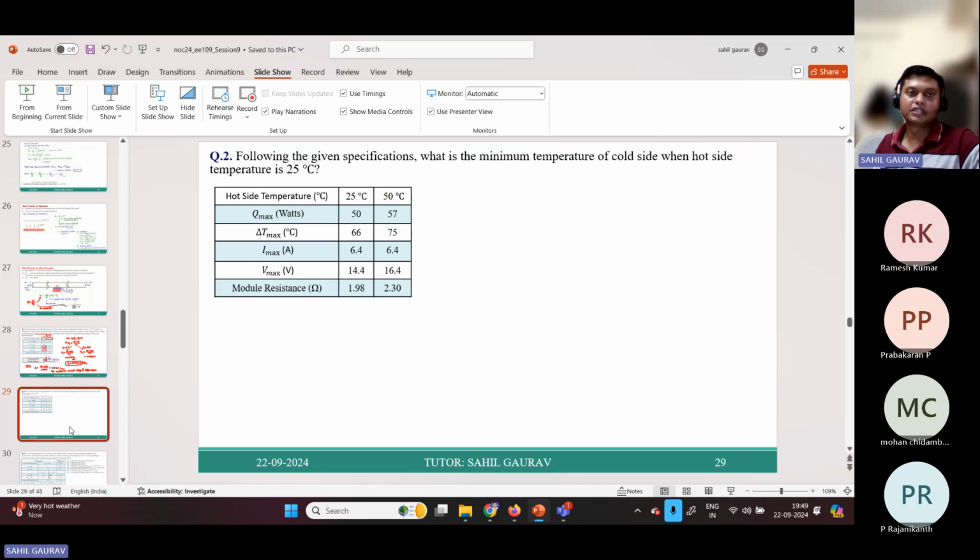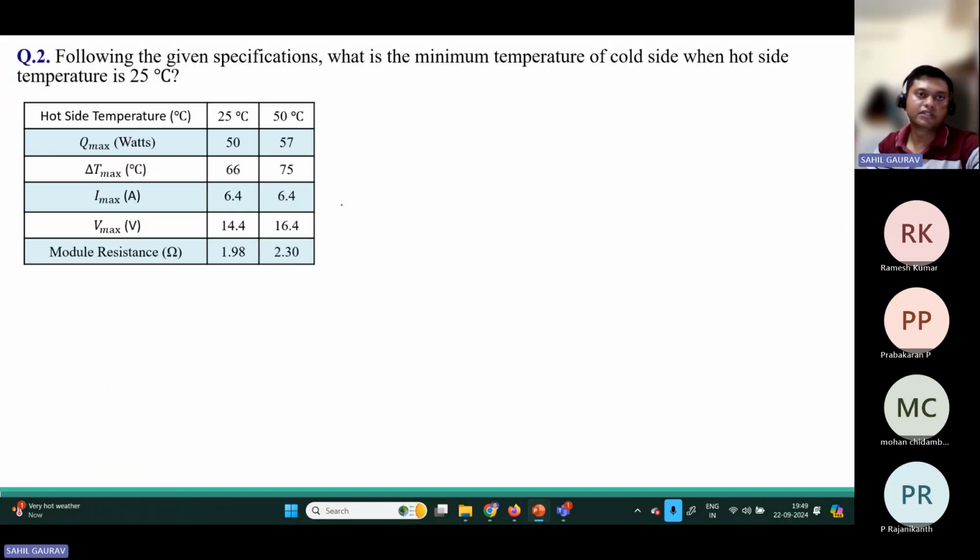So let us come to the second problem. In the second problem, what is the minimum temperature of the cold side when the hot side temperature is 25 degrees Celsius? Very easy one. You only have to see the data sheet, and the hot side temperature is given as 25 degrees Celsius.